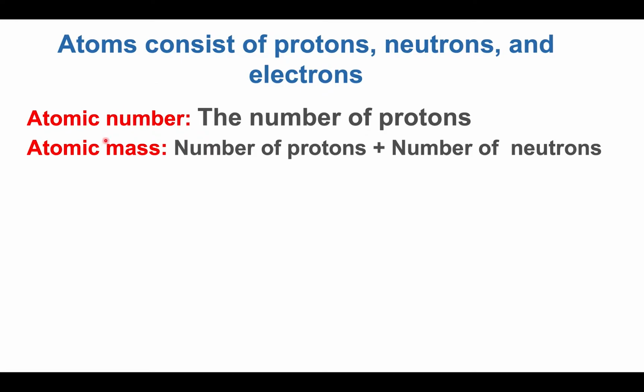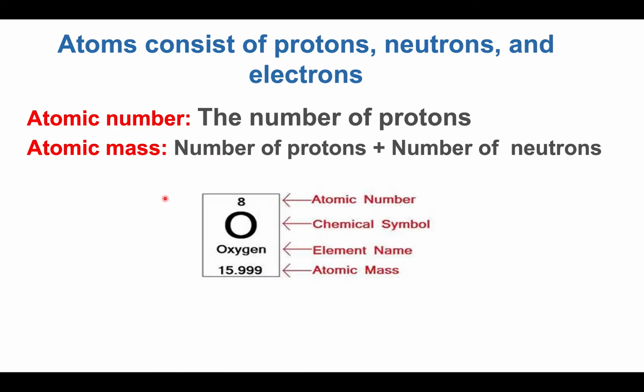There are also two numbers that are characteristic of each element or atom. One is the atomic number, which represents the number of protons, and the other is atomic mass, which is equal to the number of protons plus the number of neutrons in that atom.